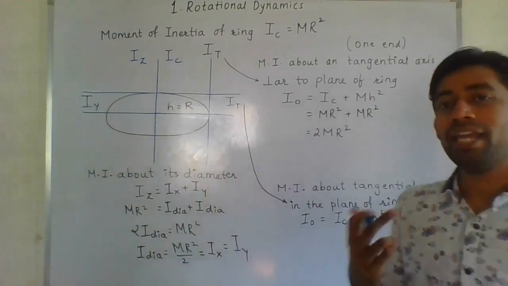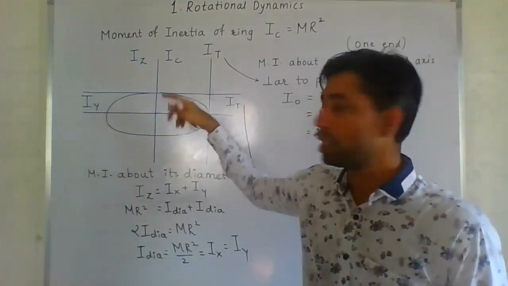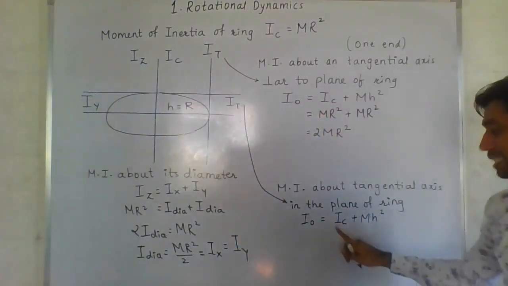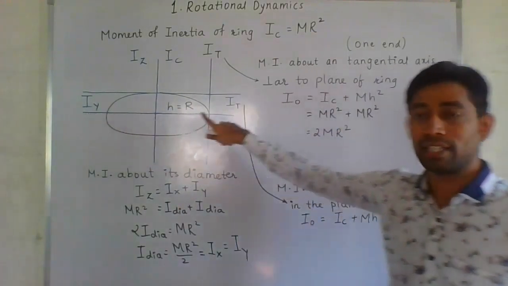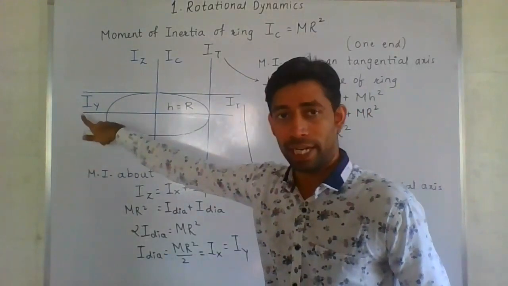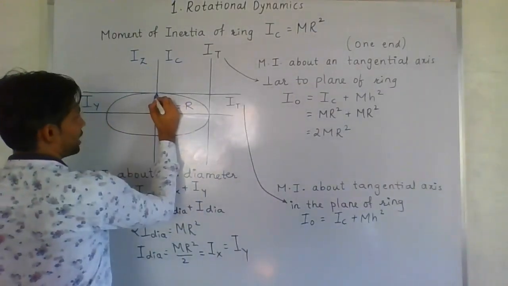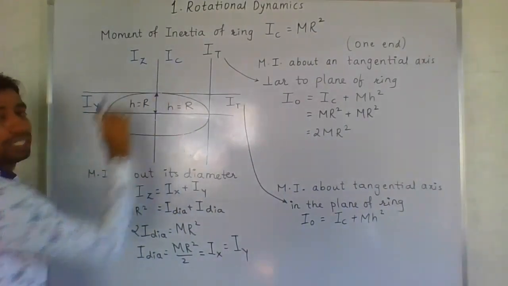इस बार I o आपका क्या है? This is your I o. ठीक है, सेंटर को छोड़ के कोई और point. This is acting like your I o. इस बार आपका I c क्या है? सेंटर से pass होने वाला. इस बार आपका I c is this I y. Okay, try to understand. And h, h तो वही है, ये distance दो axis के बीच में, which is coming again as equal to radius.